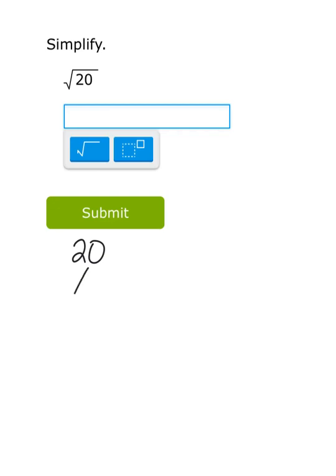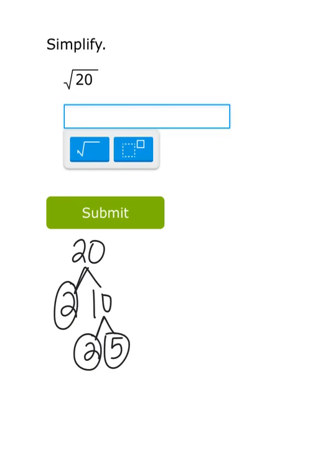So we're going to start with 20, and we need to find two numbers that multiply to 20. So the first thing that pops into my head is 2 times 10. Well, 2 is a prime number, but I can keep breaking down 10. I know that 10 is 2 times 5, and then I have all of my primes. So this would equal 2 times 2 times 5, and when I multiply this together, I would get 20. So since I have two 2's, this is really 2 to the second power times 5.